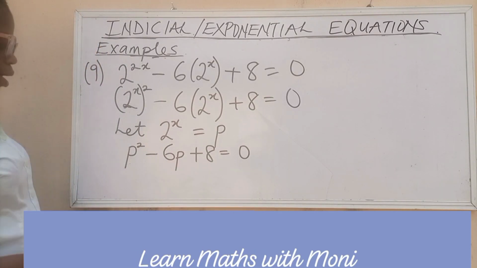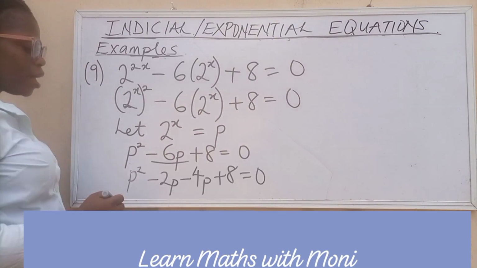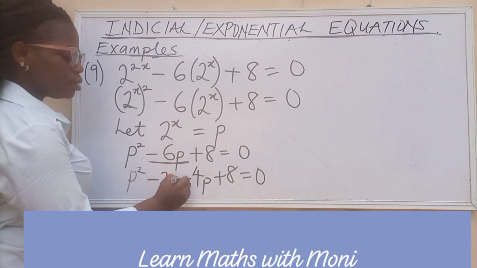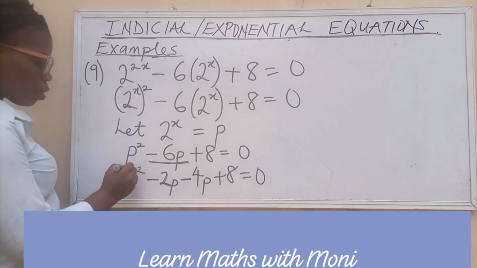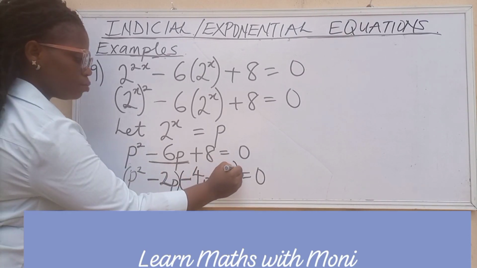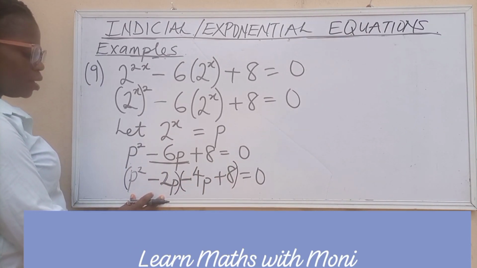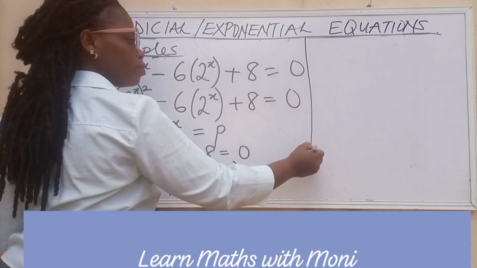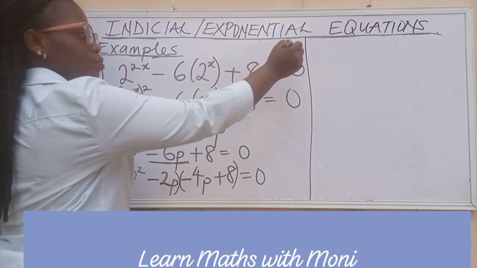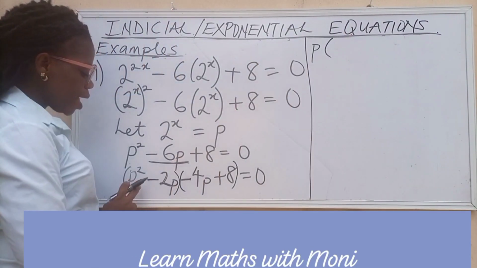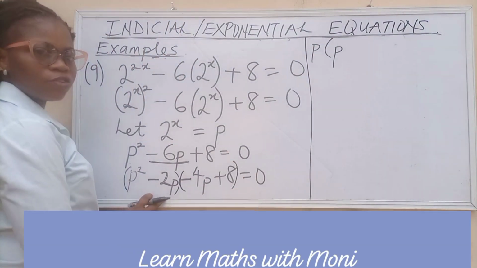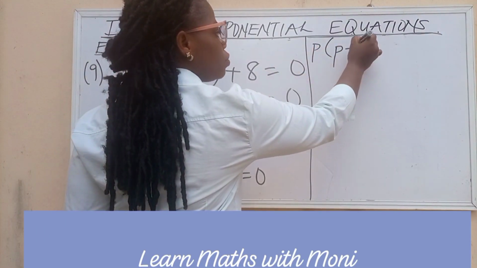Now I have a quadratic equation. By expanding minus 6p, I have minus 2p and minus 4p. So I'll group them this way. Common to the first bracket is p. So I factor out p. P in p squared leaves me with p. P in minus 2p leaves me with minus 2.